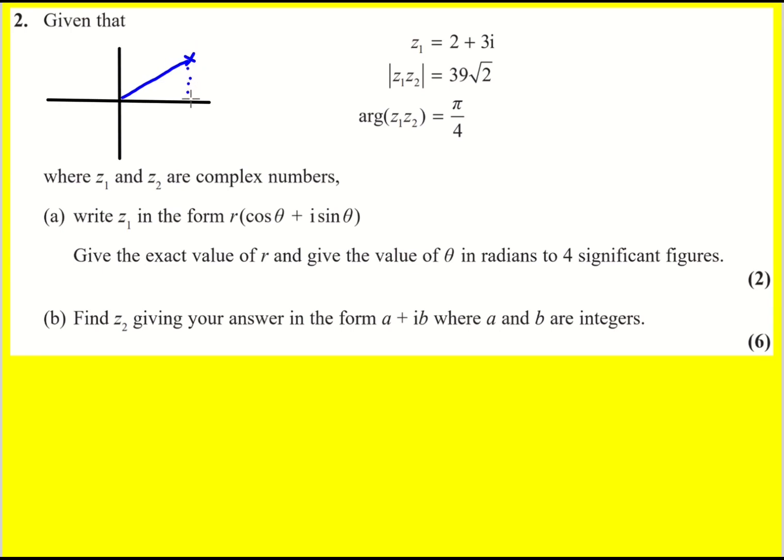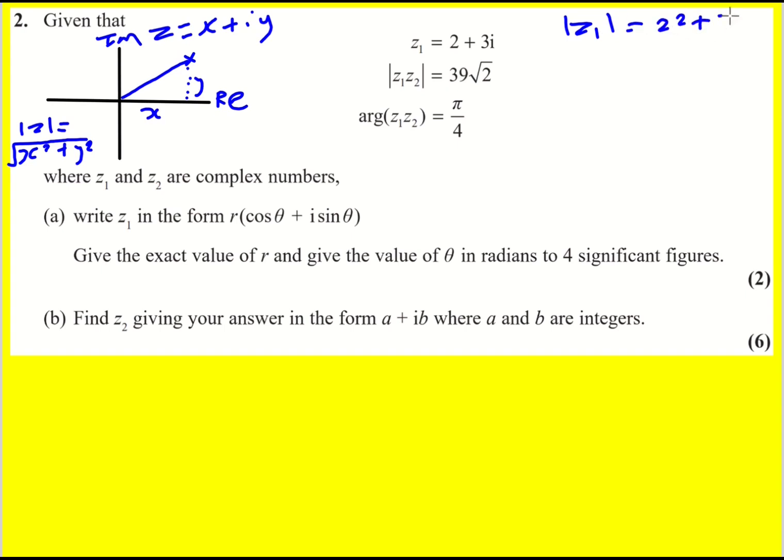Here's my complex number. It's got x, it's got y, it's z equals x plus iy. Then for the magnitude I use Pythagoras, x squared plus y squared. We ignore the imaginary part because this is the imaginary axis. I basically find the distance from the origin to the complex number and square root. So the modulus of z1 is going to be 2 squared plus 3 squared, square rooted: 4 plus 9, root 13.